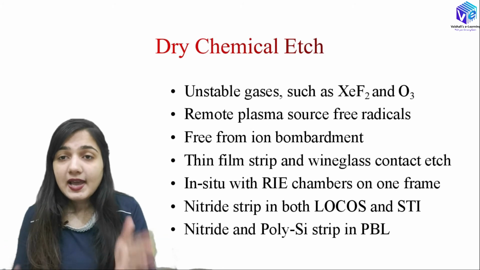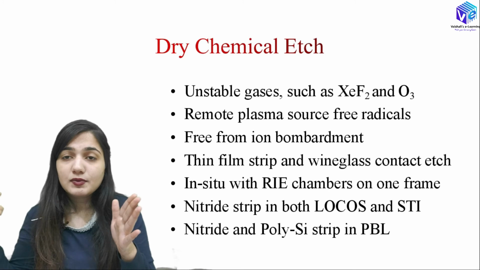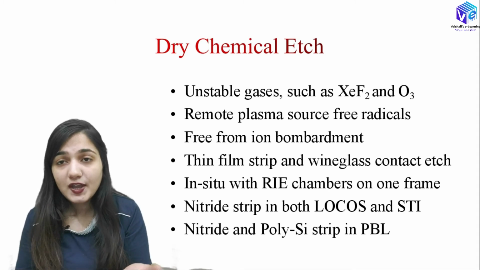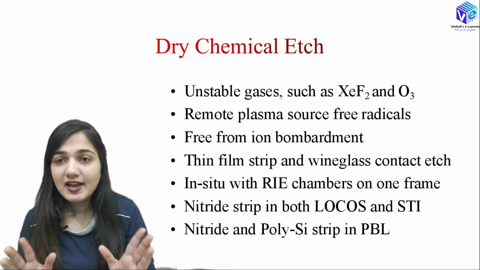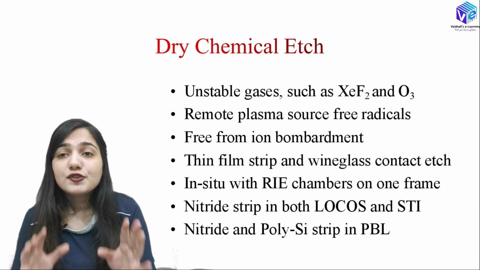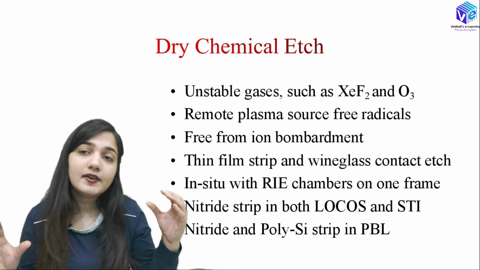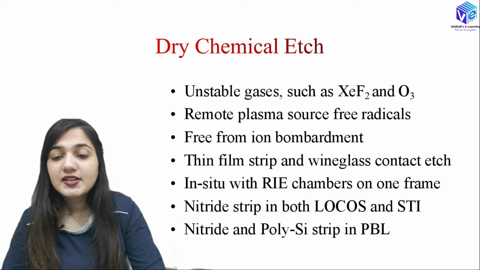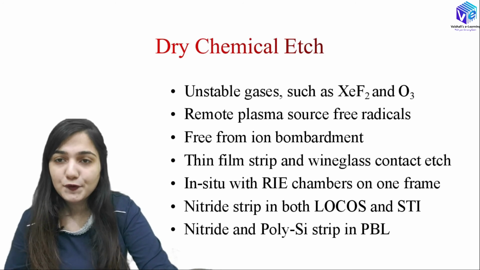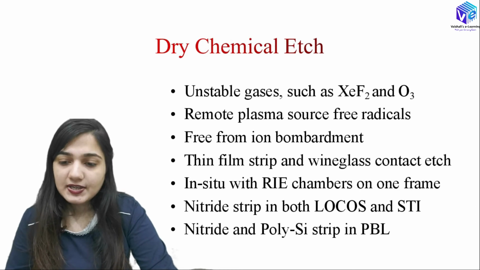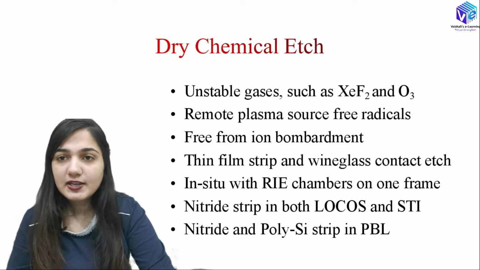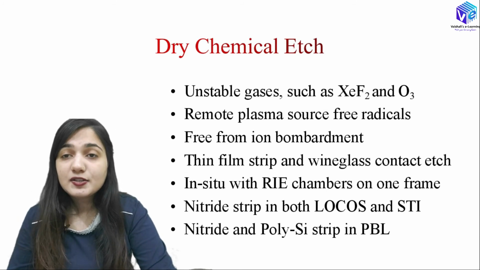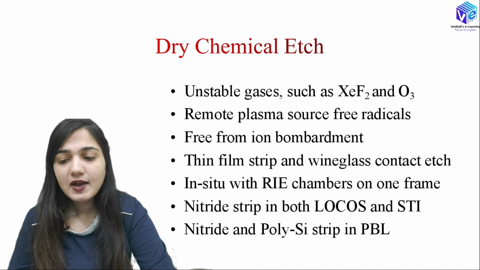But in the chemical etching, we have the chemicals which are coming to the substrate and they are reacting with the surface atoms. Okay, so this is the chemical process with the help of the gases. Because the gases are involved here and water is not involved, it is the dry chemical etching. So we have some unstable gases like XeF2 and ozone, which are used as the etchants. We will be using a remotely generated plasma to form the radicals of these gases, and this process is completely free of ion bombardment.